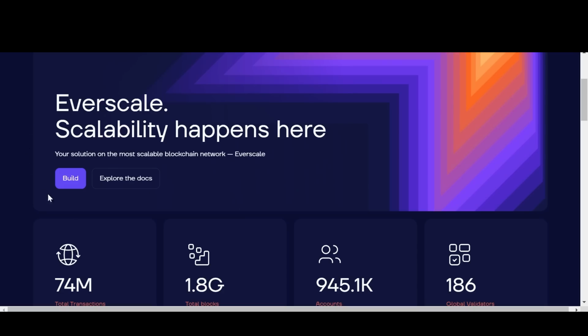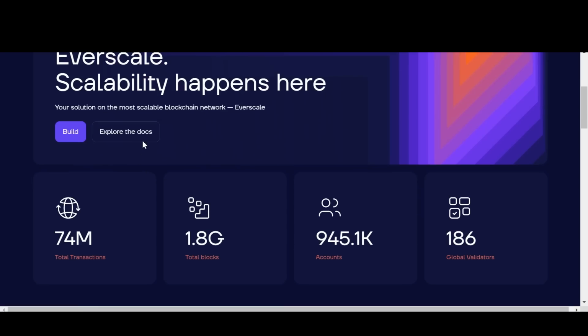So at the beginning of the page, we can see a sentence that introduces us to what Everscale is. As it says, "Everscale. Scalability happens here, your solution on the most scalable blockchain network, Everscale." And under the text, there are build and explore the docs buttons. So if you want to see more information about this project, go ahead and go through it. Since there is not much information on this page itself, let's take a look at the white paper together.